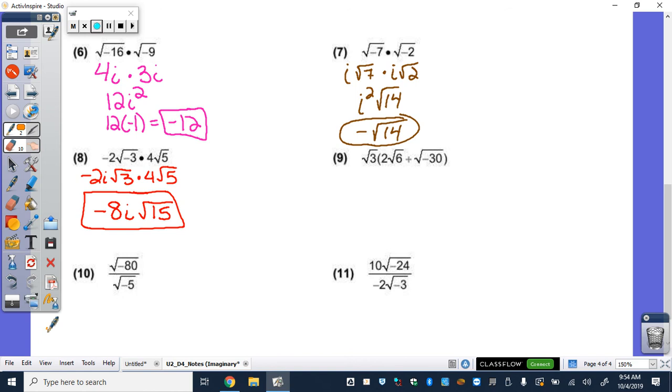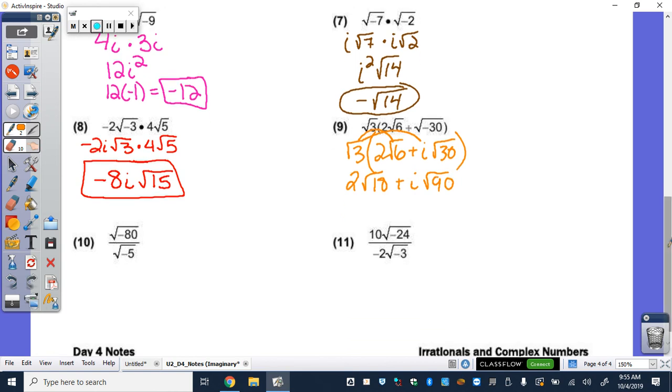Nine, we have a distributive property, but again, we got to first take care of our negative right there. That becomes 2 radical 6 plus i radical 30. Because there's no perfect square that goes into 30, so I can't simplify that anymore. Now we can distribute 2 radical 18 plus i radical 90. I wrote 90 and I said 30. Yeah, I wrote it right at least.